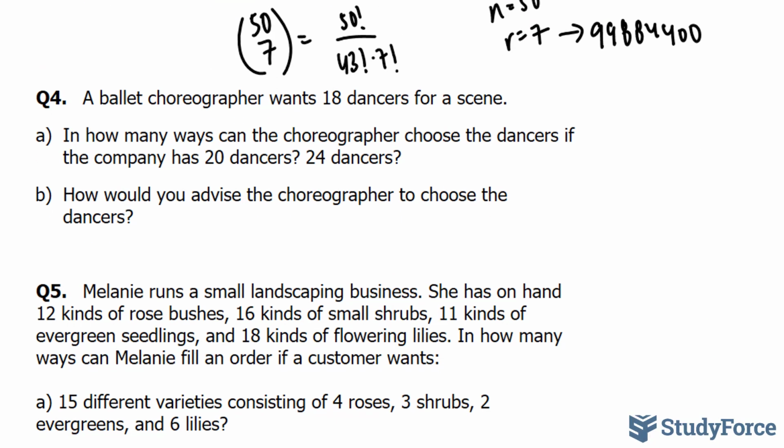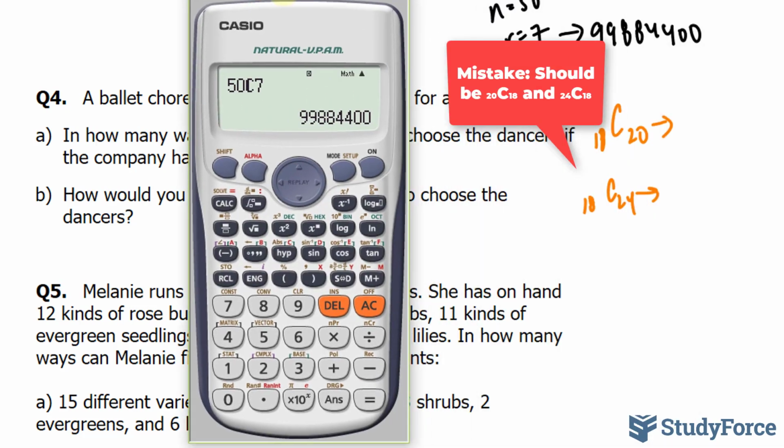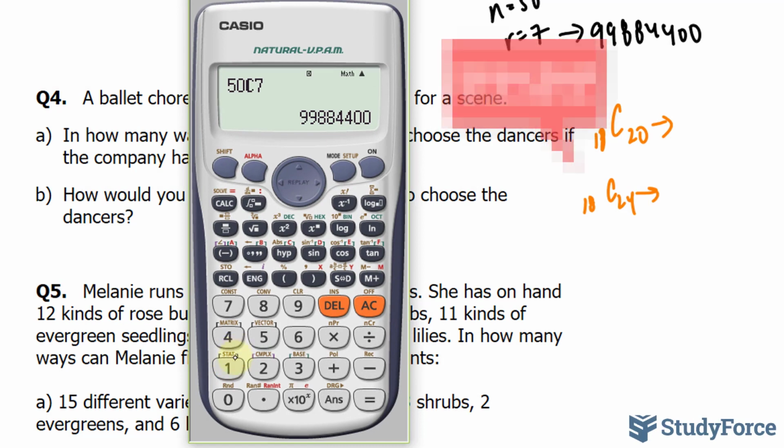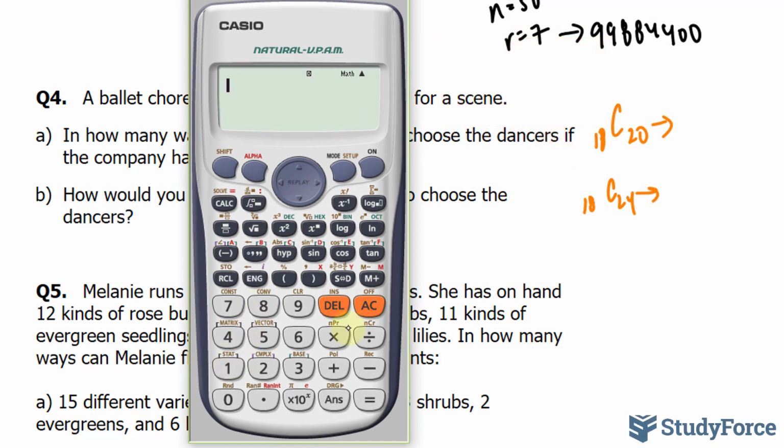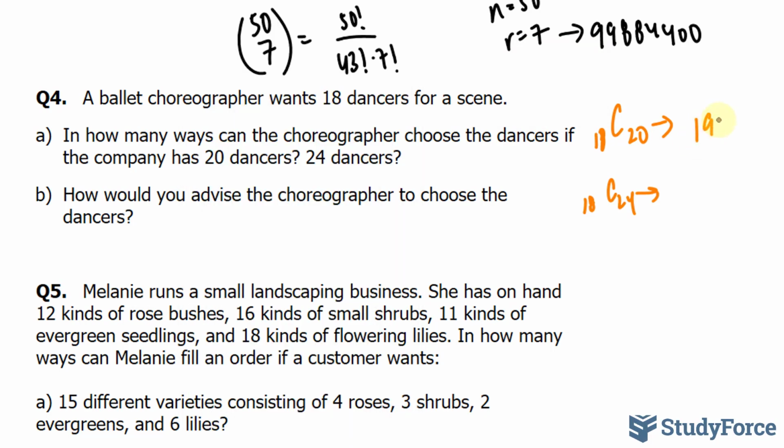A ballet choreographer wants 18 dancers for a scene. In how many ways can the choreographer choose the dancers if the company has 20 dancers and if the company has 24 dancers? Of course, for A, we have 2 scenarios. Using your calculator, and we can do that right now, you should end up with the following. So the first one will be 20 choose 18. So we have 20, shift, this button, 18. We end up with 190.